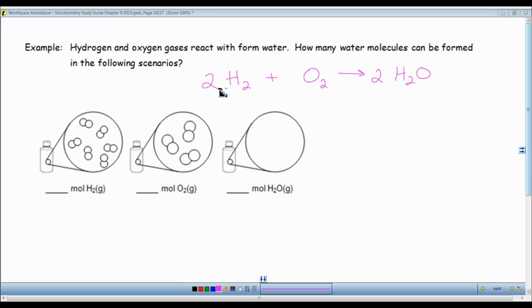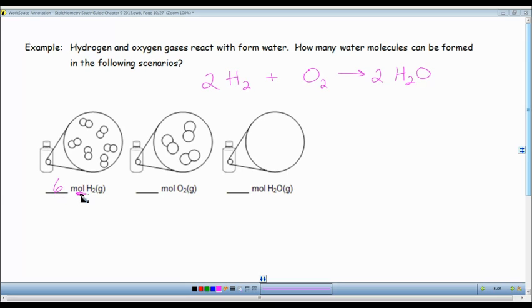Now here's a scenario where we've been given some reactant. How many molecules of water can be formed in the following scenarios? So we're going to count how many molecules of hydrogen and oxygen are present. Now they're trying to show here that hydrogen atoms are a little bit smaller. They are diatomic. There's 2 together. So in this picture, there's 1, 2, 3, 4, 5, 6.